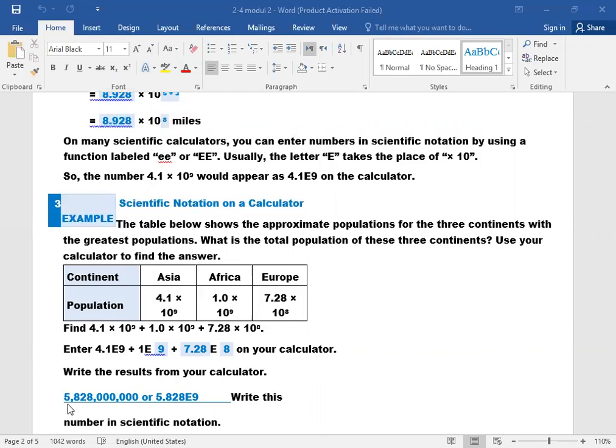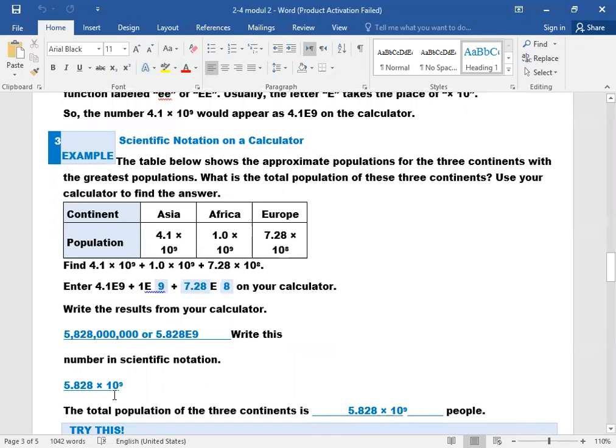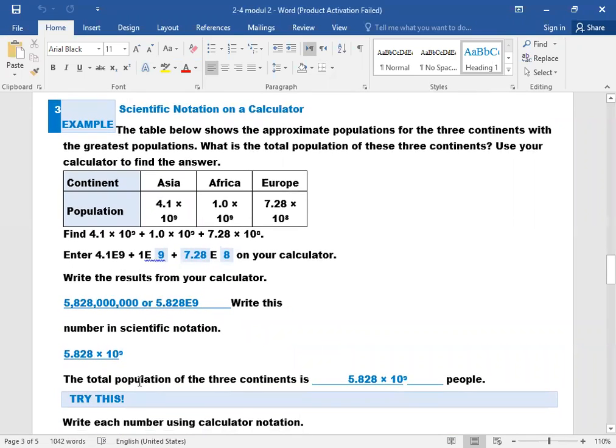It's like this, 5,828,000,000. Here, I want to write it in scientific notation, so count with me: 1, 2, 3, 4, 5, 6, 7, 8, 9. So it will be 5.828 E9. Write this number in scientific notation, so it will be 5.828 times 10 to the power of 9. So the total population of the 3 countries is 5.828 times 10 to the power of 9.